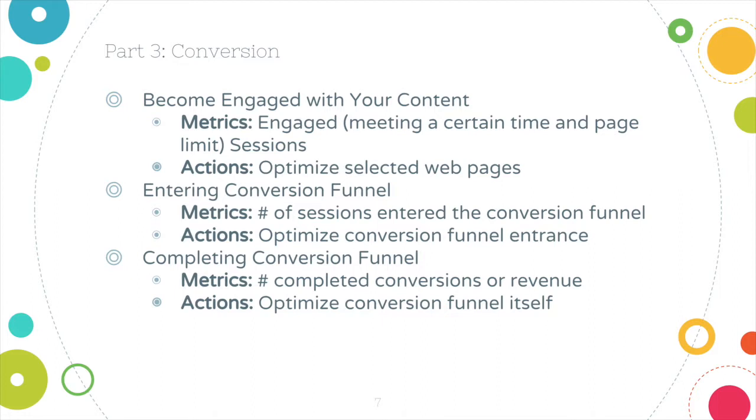So in the final step, when they actually complete, you will measure something we call the number of completed conversions, or if you're in e-commerce, it's called revenue. The way you improve this step of the customer journey is by optimizing the conversion funnel itself. Because we already know that they're interested, they want to buy, but then they somehow dropped off, which means there is something you didn't do well throughout the funnel that is making a large portion of people leave.